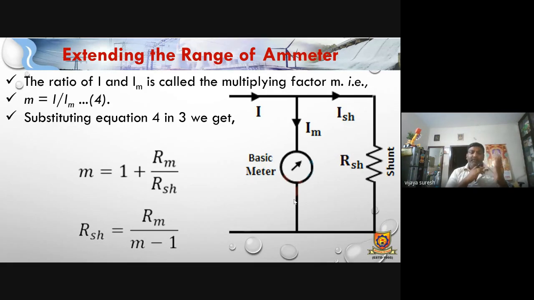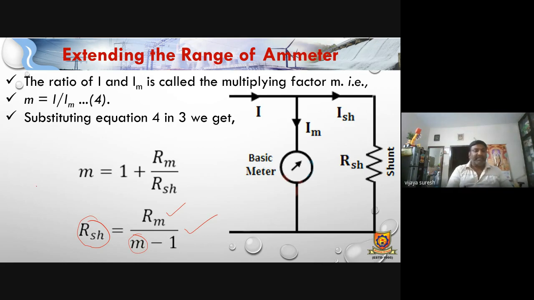Okay, now from that we are going to calculate the Rsh value. Here, how much amount of resistance can be connected across, or in parallel with, the meter. So finally we are going to calculate the expression for Rsh. This much amount of resistance is nothing but Rm, the meter internal resistance, divided by m, the multiplication factor, minus 1. So Rm by (m minus 1) is the value of resistance. This much amount of resistance can be connected in parallel with the meter.